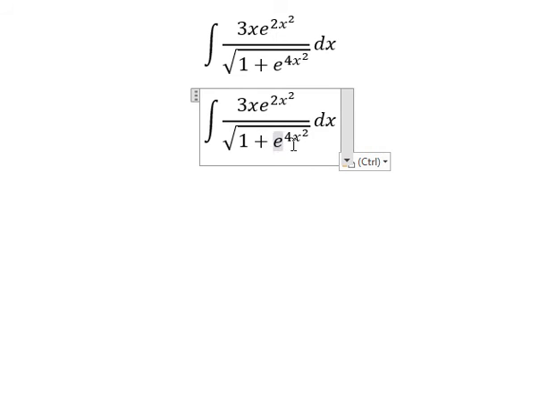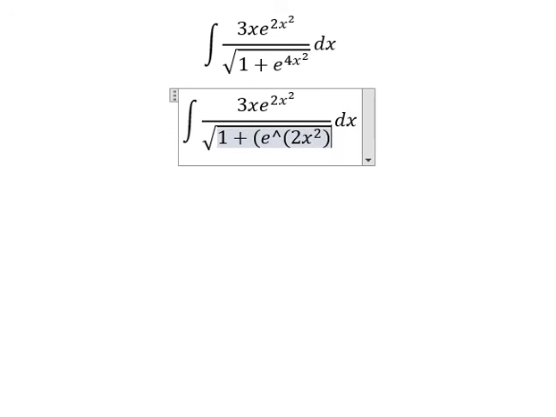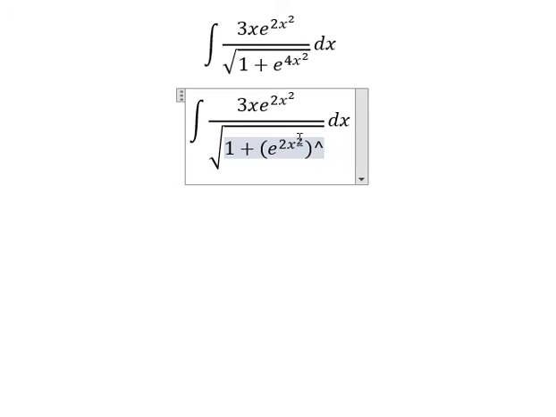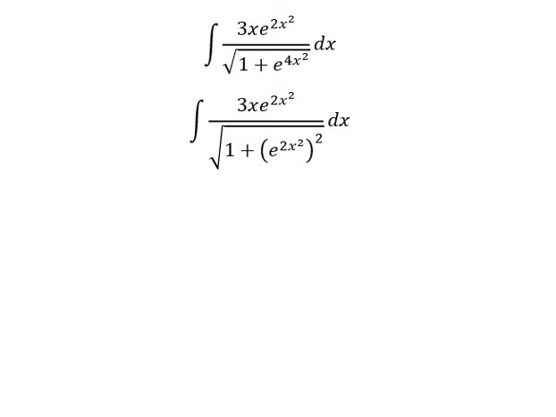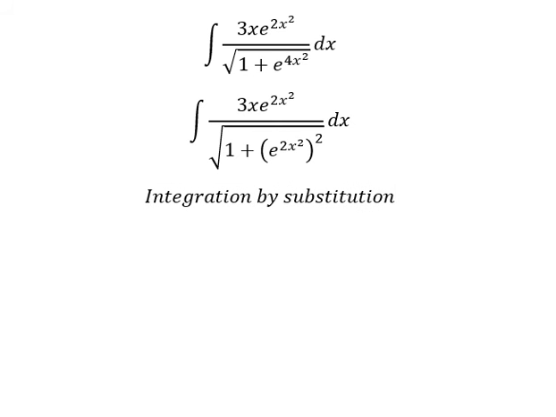About e to the power of 4s squared in here, I can put it into e to the power of 2s squared, everything to the power of 2. So I can use integration by substitution. So I will put u equals e to the power of 2s squared.